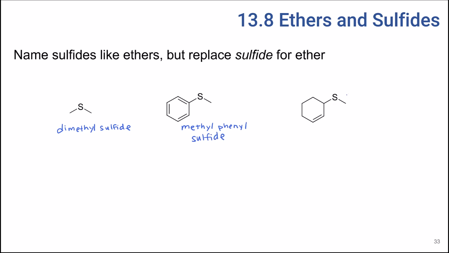And here we have a more complicated one. So this will be a methyl thio on the cyclohexene. So this will be 3-methyl thiocyclohexene.